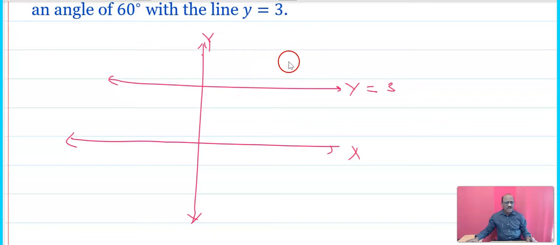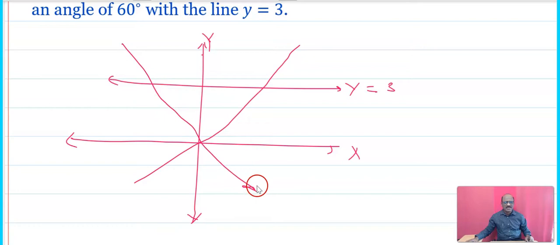And the other two lines which pass through the origin make the equilateral triangle with this y is equal to 3. This is the first line and this is the second line. You can see the picture more correctly in the next. This is angle measure 60, angle measure 60 and angle measure 60. Then we want to find out the joint equation of these two lines. This is L1 and this is L2.